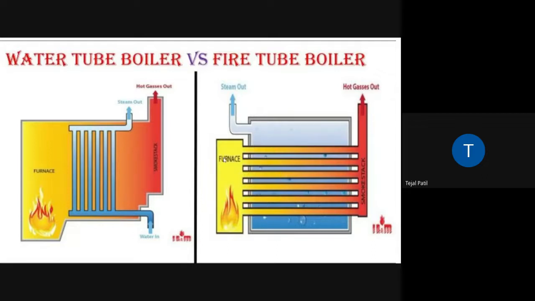While this is the fire tube boiler. In the fire tube boiler there is a furnace, and from the furnace the flue gases pass through the tubes. These tubes are surrounded directly by the water. Then at the top of the water tank, the steam will be collected and sent wherever required. And the remaining waste flue gases will be sent into the atmosphere through the chimney. So this is the fire tube boiler.